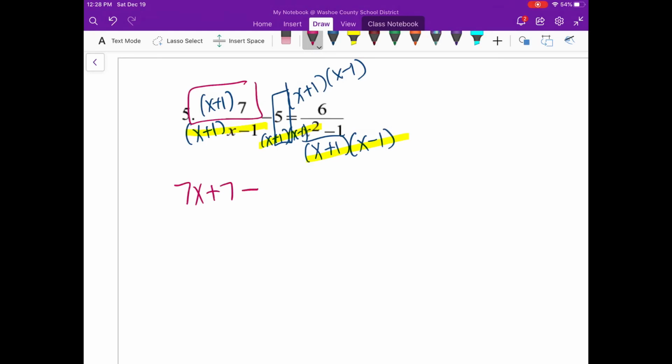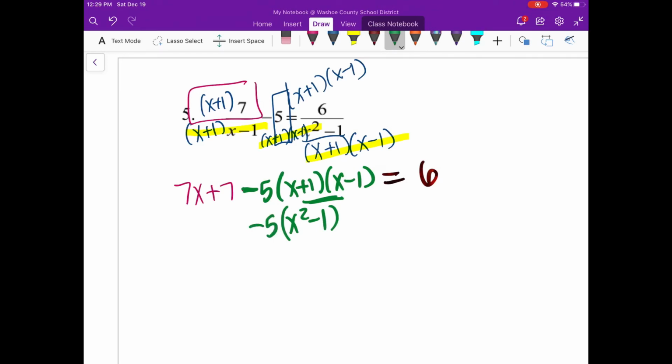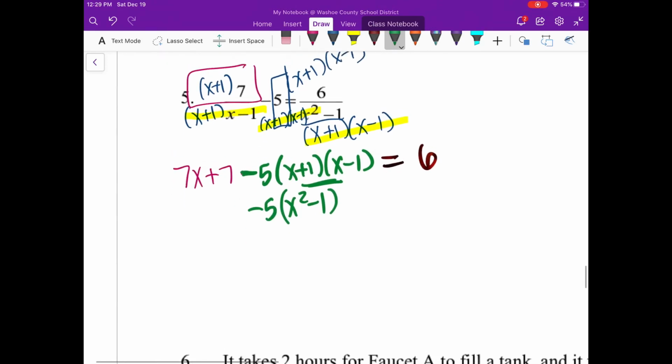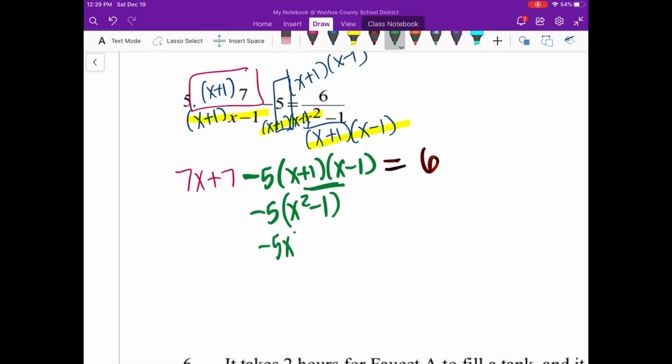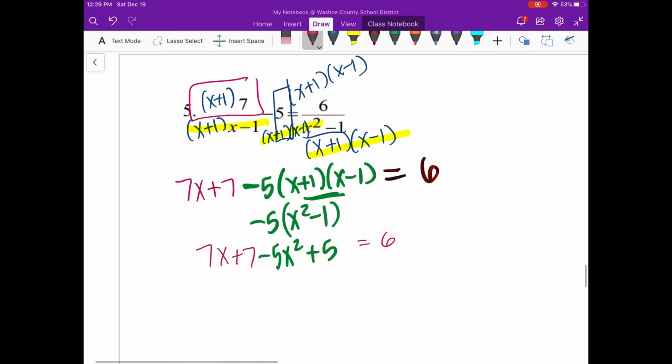So when I distribute it out, I get a 7x plus 7 minus this 5, which is now going to be multiplied by x plus 1, x minus 1, and the minus is going to come with it once I do that. And then this side is just going to equal 6, okay? So to make my life a little bit easier here, this is going to multiply out to x squared minus 1, just like the denominator. And then I'm going to distribute out that negative 5. So that leaves me with negative 5x squared and then plus 5 here. And I can bring this down, 7x plus 7 equals 6.